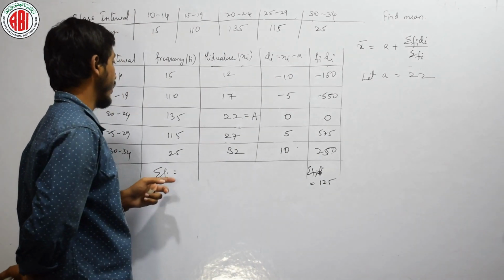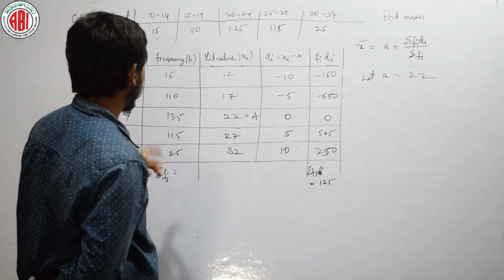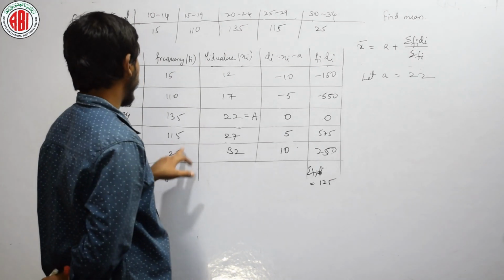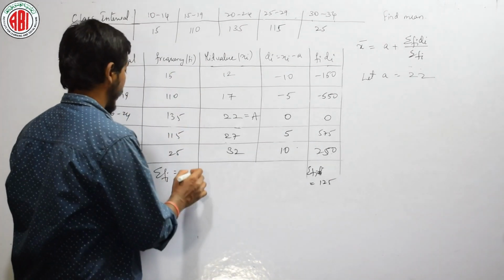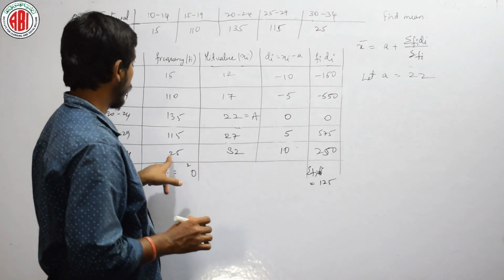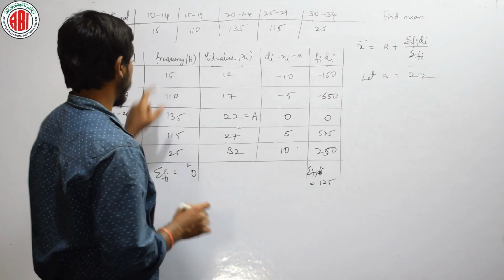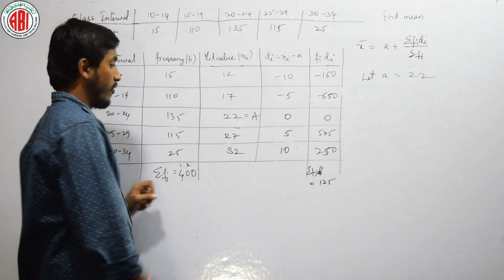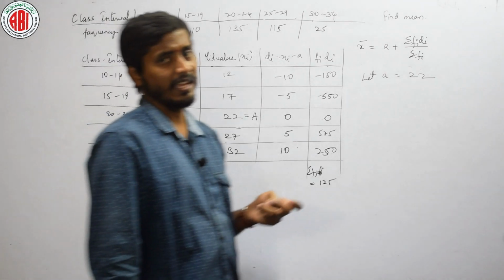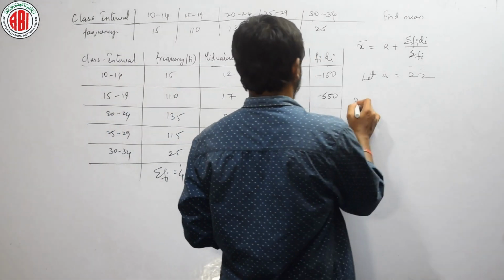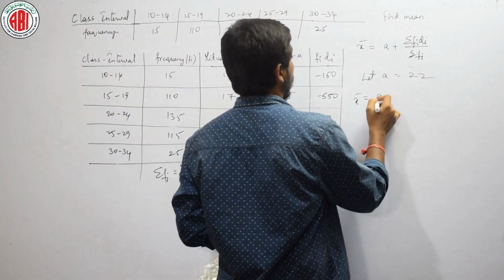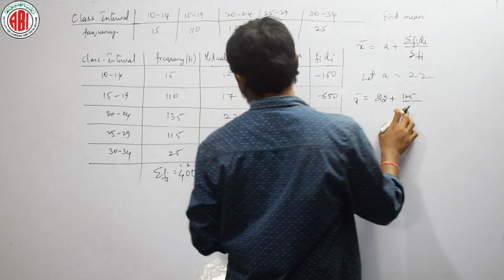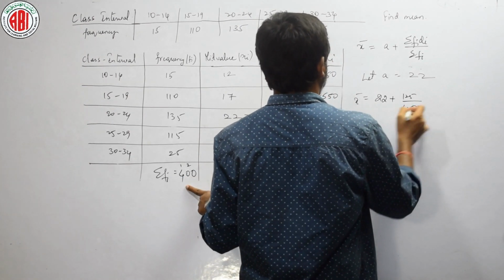When it comes to here, we also have to find sigma Fi, so let us add everything. 5, 5, 5, 5, 5 fours are 20, 2, 4, 5, 6, 7, 8, 9, 10, 1, 2, 3, 4, 400. Let us substitute everything in there and simplify. X is equal to, what is A? 22 plus sigma Fi di is 125 divided by sigma Fi is 400.